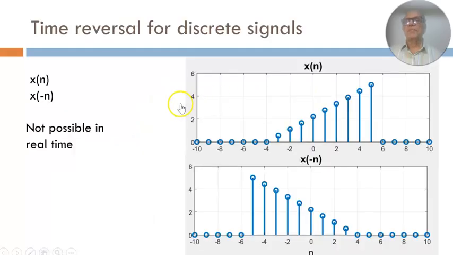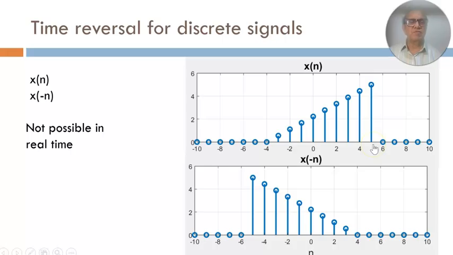What about time reversal for discrete signals? Again, very similar. Instead of t, you now have n. So input is x(n), output is x(-n). And again, for discrete signals also, for the reasons that we have discussed, this is not possible in real time. And you can now see that if you generate a signal like this, you're getting a maximum value of x(n) at n equal to 5.